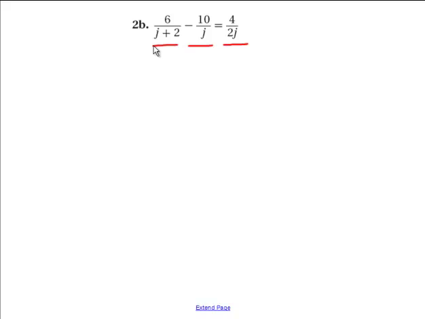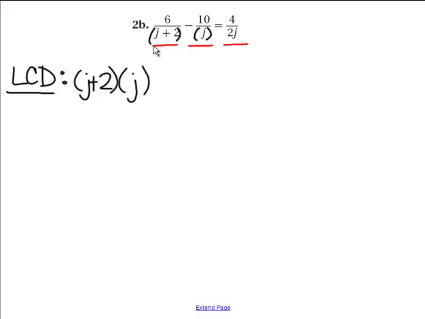So our first step is find the LCD. Remember, your lowest common denominator needs one of every part. So I come to my first denominator. It has a j plus 2 part, so I need to include that in my LCD. The next part has just a plain old j, so we need one of those. And then finally we need 2j. We already have the j part down because this is 2 times j, so all we need is a 2. So this is our lowest common denominator. It looks messy, but that's what it is.